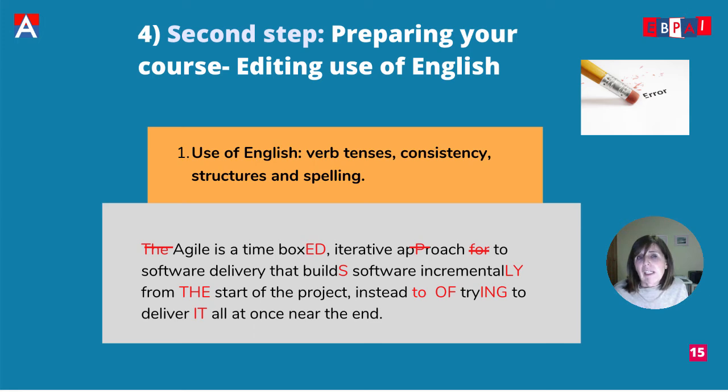Okay, here we see what I said before, verb tenses and structures and consistency. So for example, if you are going to use the past, you use the past tense. If you're going to use the present, you remember that the third person has an S. If you use, for example, a preposition, remember that after a preposition, the verb goes in the gerund. It's always a gerund, no? So all these little details make the sentence and the paragraph sound much better.